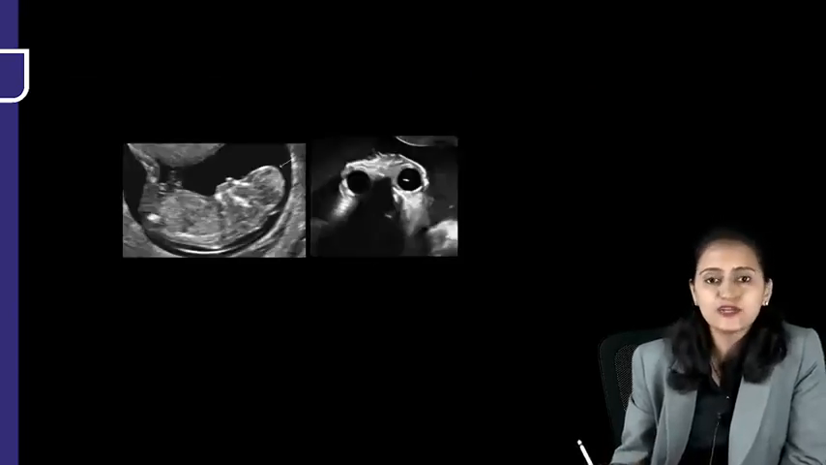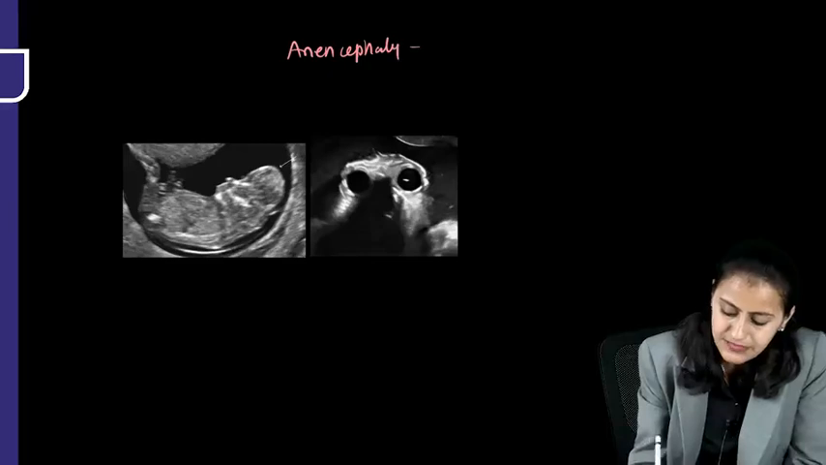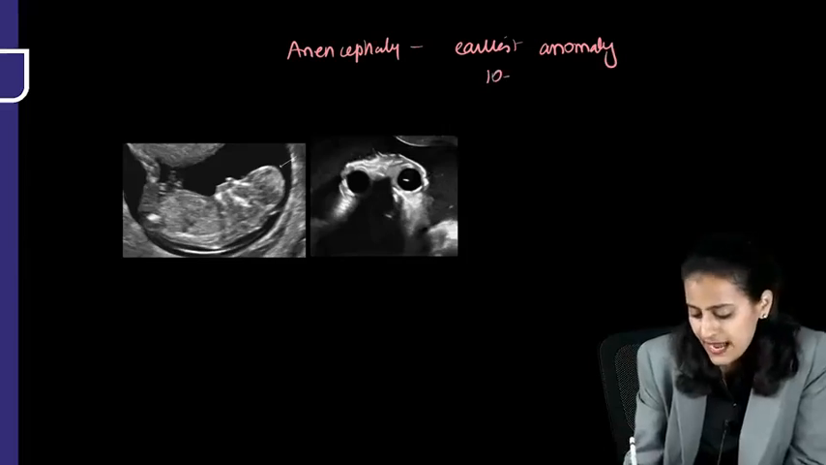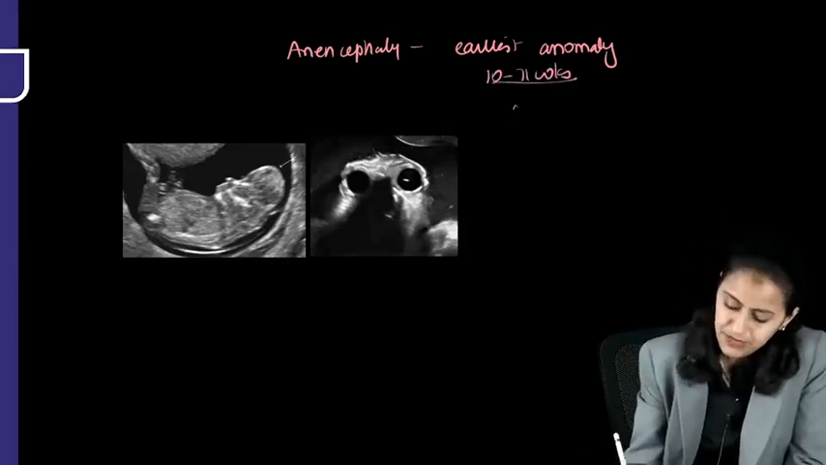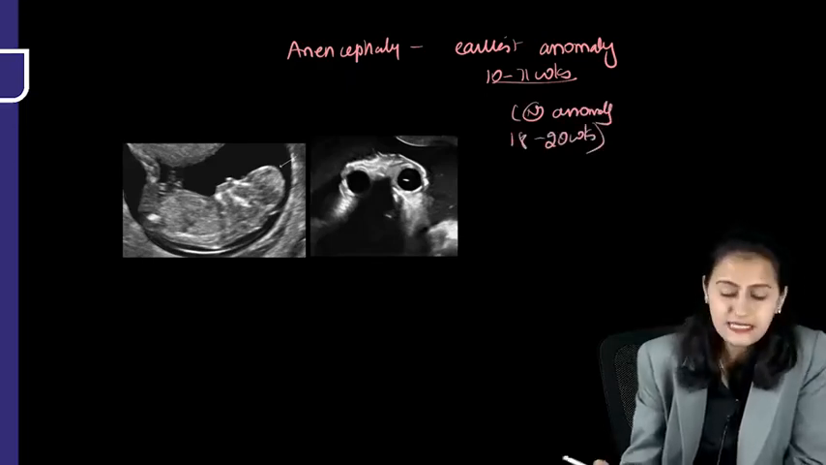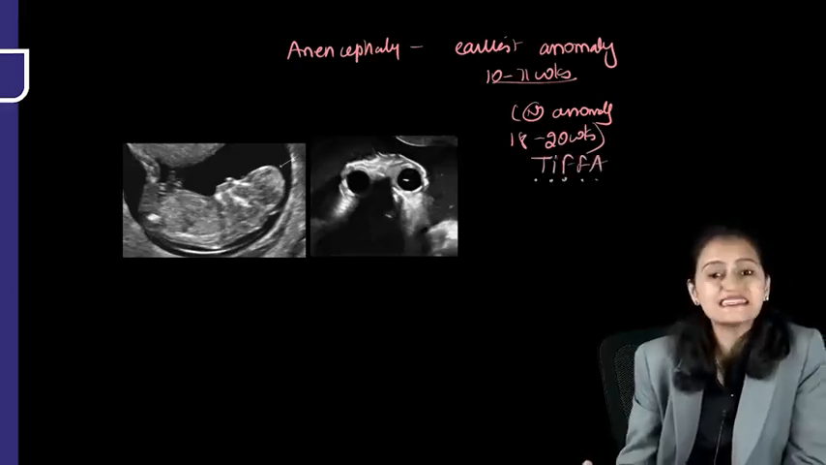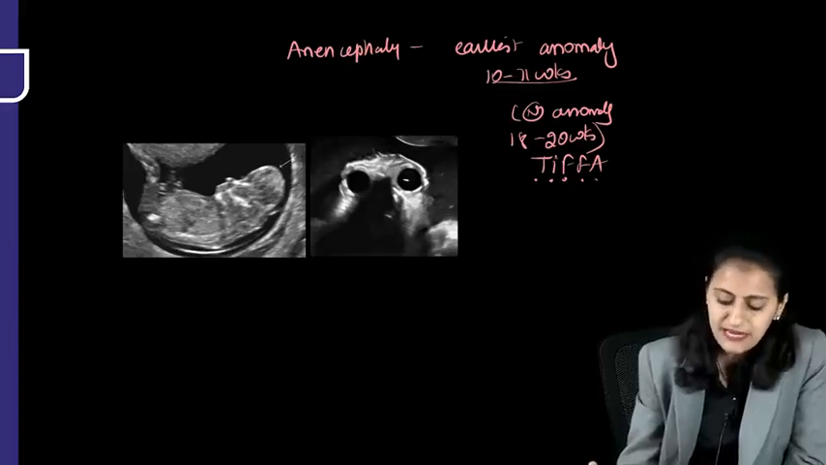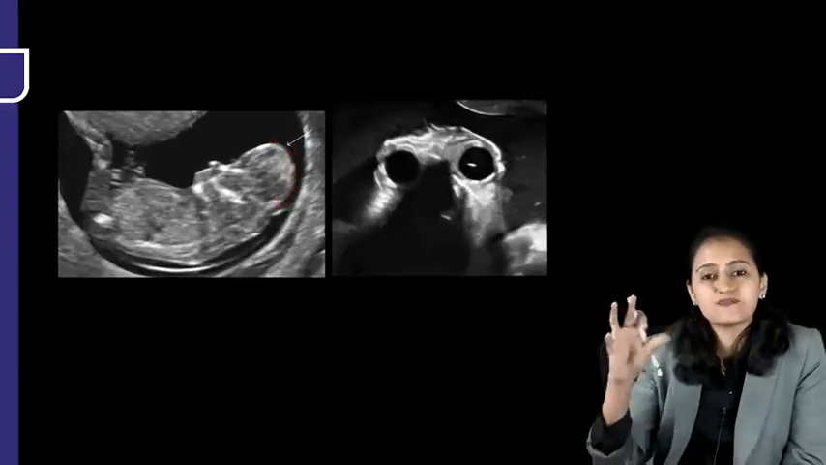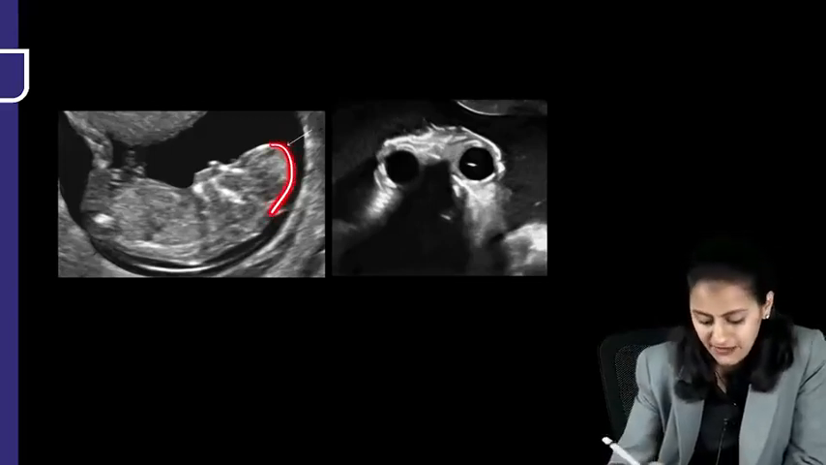Next one, the earliest anomaly to be seen on antenatal ultrasound is anencephaly. So remember that anencephaly is the earliest anomaly that can be identified on ultrasound as early as 10 to 11 weeks. Normal anomaly scan, which is done in all the pregnancies, is done at 18 to 20 weeks, right? That is called the TIFFA scan, targeted imaging for fetal anomalies. Here in anencephaly, as the term says, look at this one, we don't see a very concrete white cranial vault, the bone is not seen, so this is anencephaly.